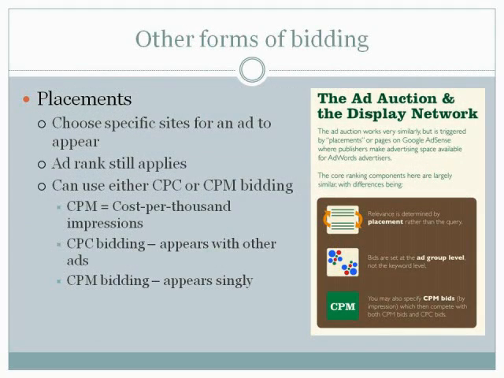Okay, so this is the other form of advertising, which is more of a placement, but there is a little bit of bidding that goes on behind the scenes. In this case, for a campaign, you're choosing specific sites for an ad to appear. And your ad rank still applies. You're still in that competition, but you have a greater chance of landing your ad on a particular page.